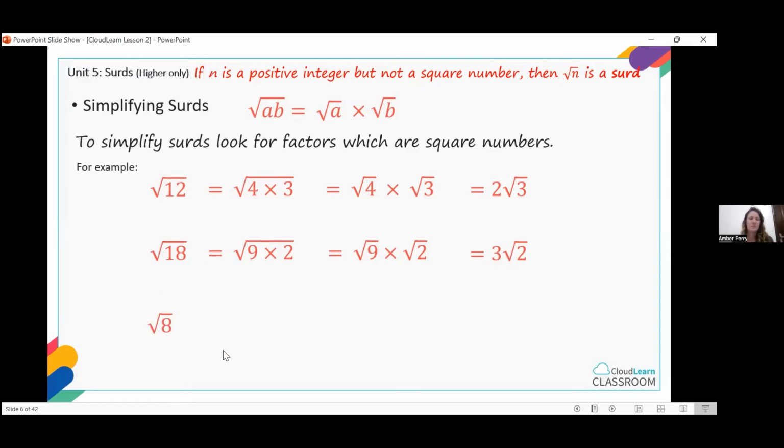Let's have a go with the square root of 8. What square number is a factor of 8? Okay. So again, we've got the number 4 here. So 8 is 4 times 2. Simplifying that, we've got the square root of 4 times the square root of 2. And then that should say 2 root 2. I'm so sorry, there's lots of mistakes in this one today. That should say 2 root 2. The square root of 4 is 2 multiplied by root 2. Okay.